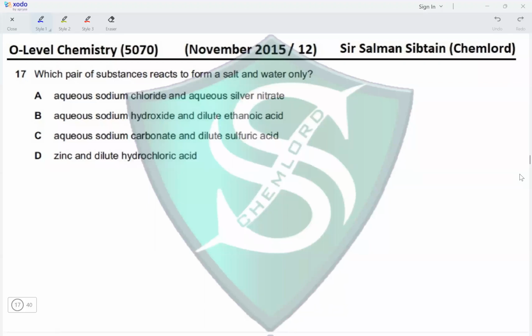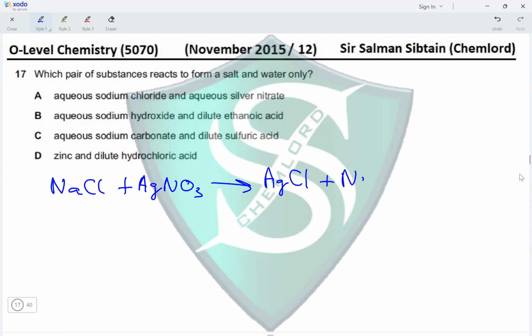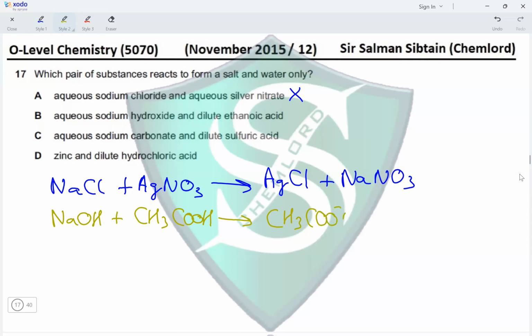Question 17. Which pair of substances react to form salt and water only? So the first one is aqueous sodium chloride, NaCl, plus silver nitrate, AgNO3. When these two react, this will result in the formation of AgCl, which is a salt, and NaNO3, which is also a salt. So A is incorrect. B, aqueous sodium hydroxide, NaOH, plus dilute ethanoic acid, CH3COOH. This would react to form CH3COO- Na+, which is a salt, and it would form H2O, which is water. So salt and water is forming.